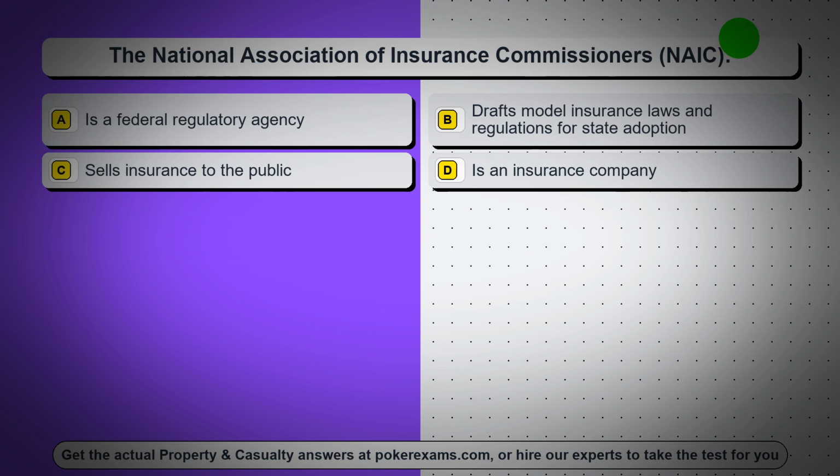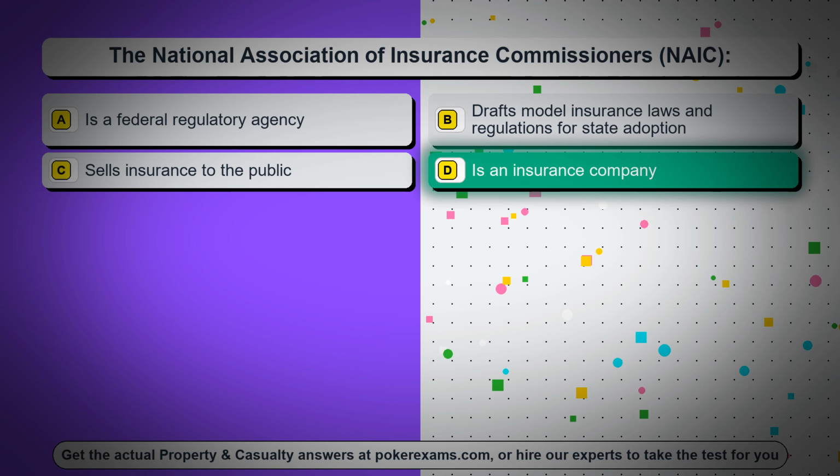Question 15. The National Association of Insurance Commissioners, NAIC. Option A, is a federal regulatory agency. Option B, drafts model insurance laws and regulations for state adoption. Option C, sells insurance to the public. Option D, is an insurance company.